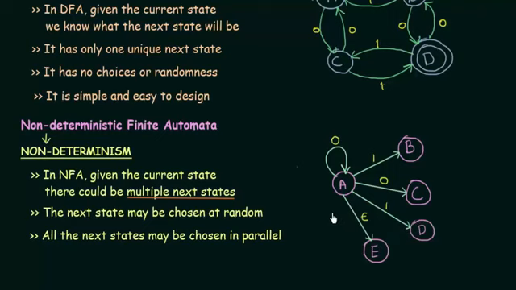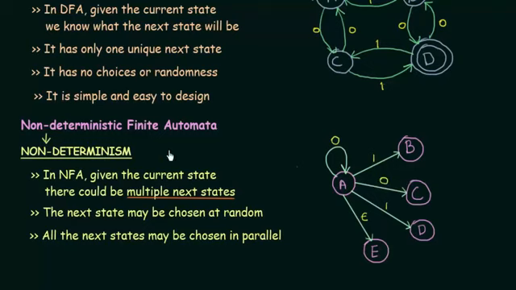Now the question is, how do you choose to which state it goes on getting a certain input, because it has multiple next states? It says here that the next state may be chosen at random, just randomly, or all the next states may be chosen in parallel. That means you could simultaneously choose all the next states for a particular input. So that is about non-deterministic finite automata.